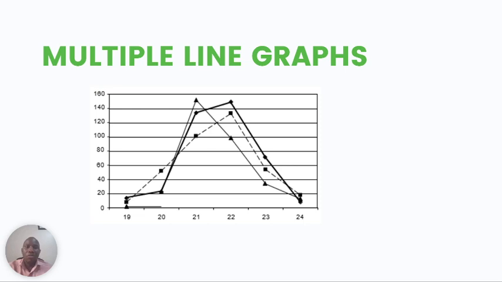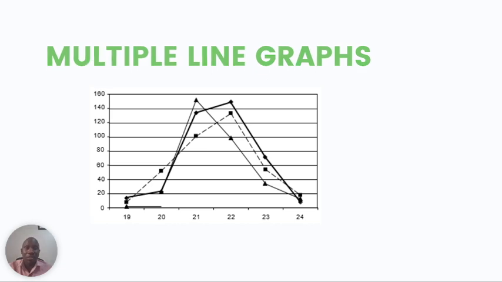You can have multiple lines on the same graph, as long as you provide a very neat key to show that this line represents this and that line represents that. That is very important for the reader to know.